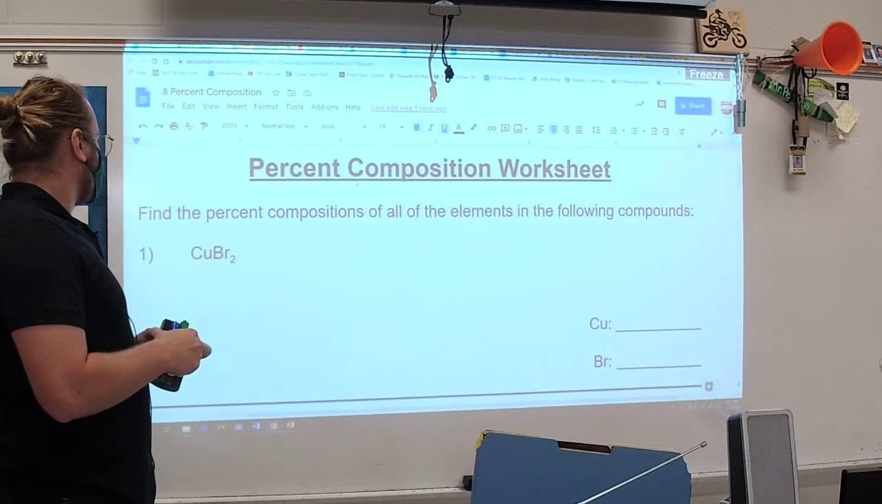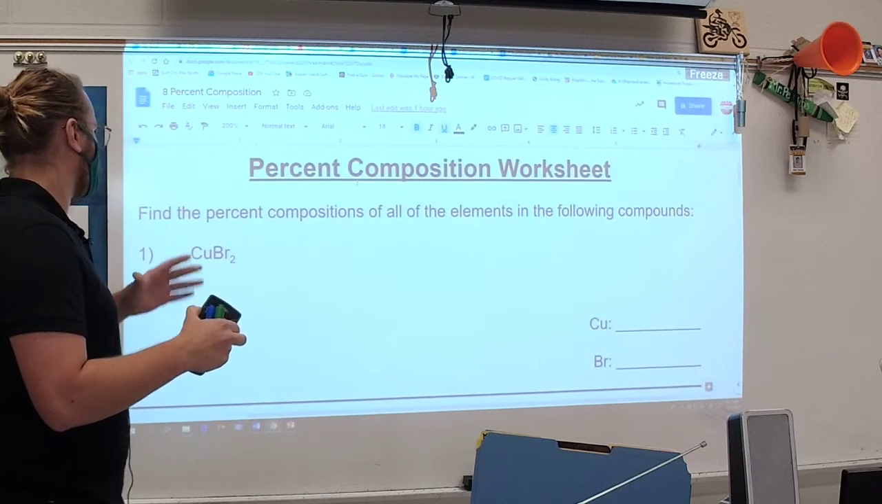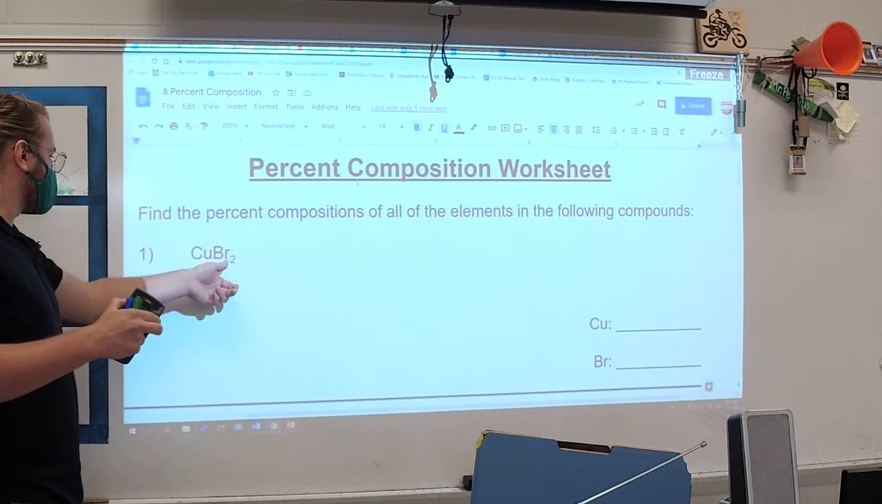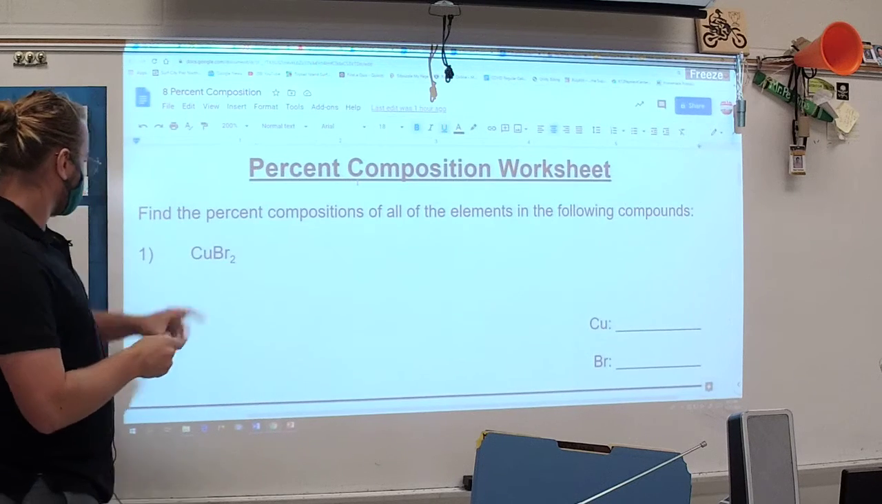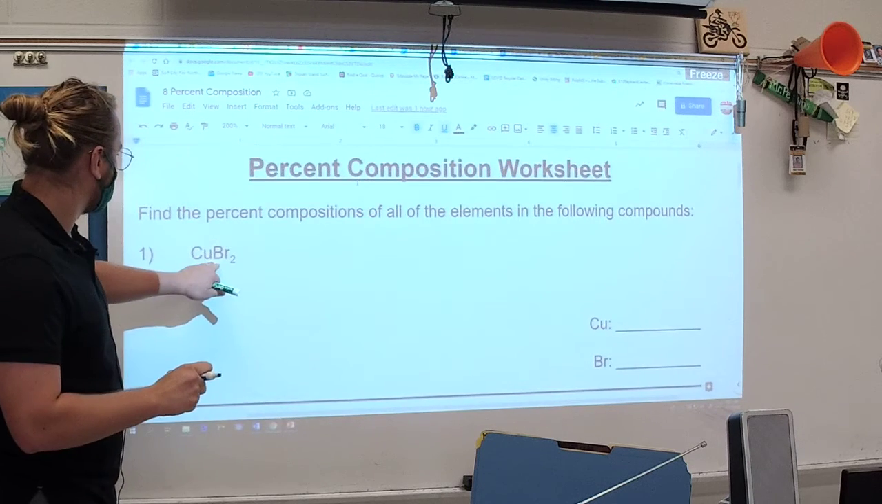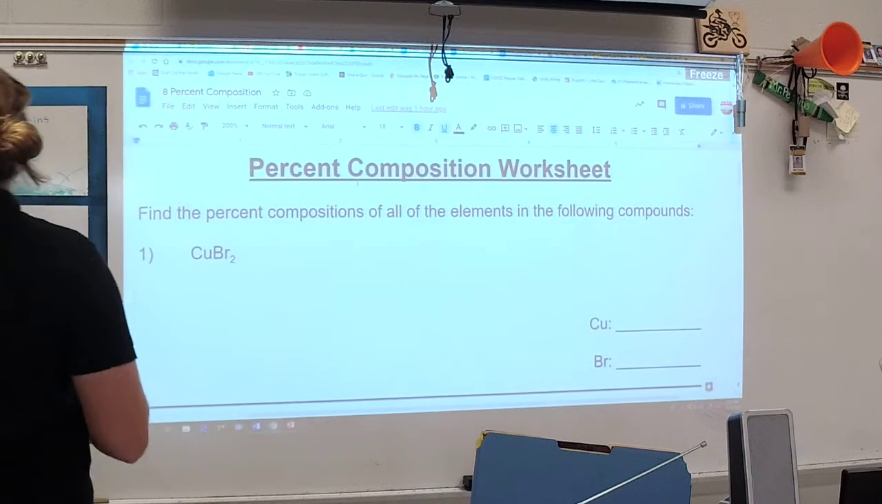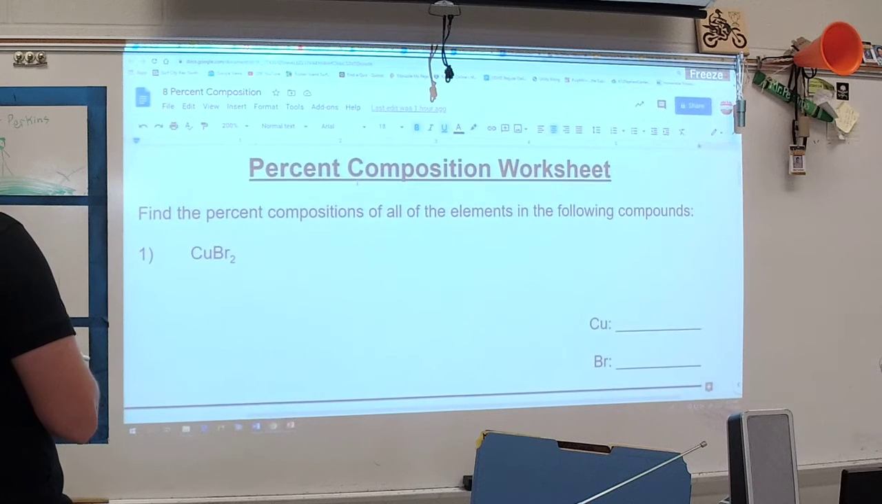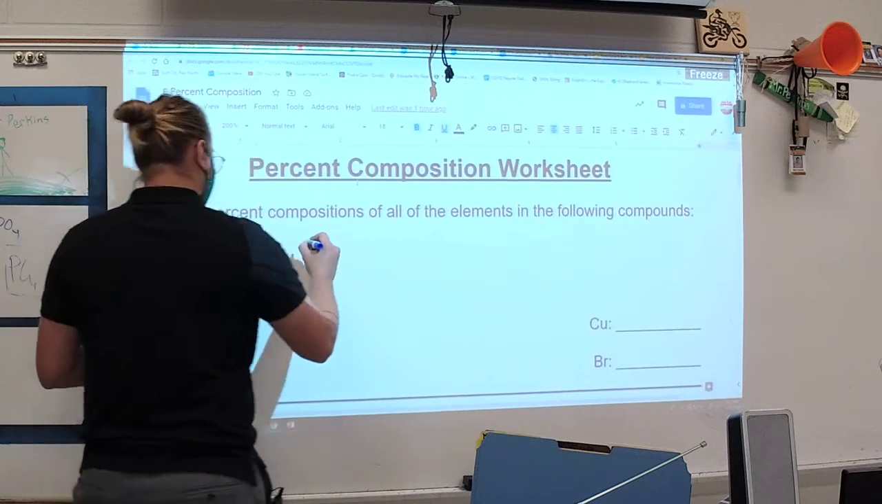All right, percent composition. What we're basically looking at is what percentage of the total weight is coming from each atom. So we have copper bromide right here. What is the total weight of this compound? That would be 64 plus 80 plus 80. We all get 224 grams for total weight. Just like that.